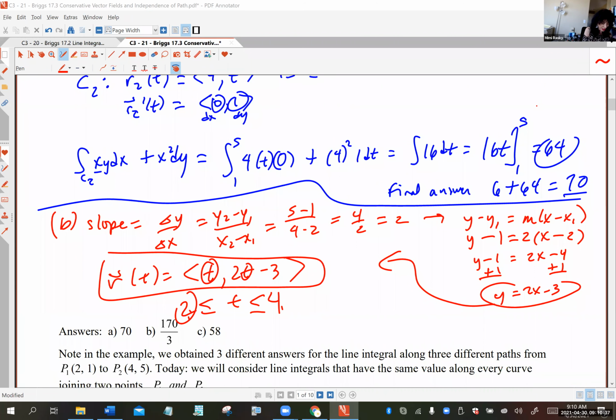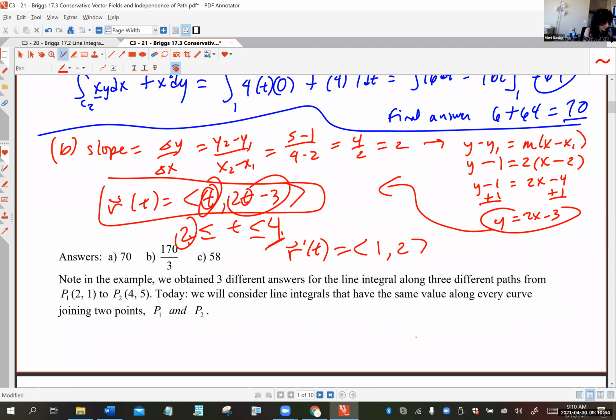Okay, so we have the starting and stopping points of 2 seconds and 4 seconds. And then, of course, you're going to need to go get your r prime because that's going to give you your dx dy. The derivative of t is just 1. The derivative of 2t minus 3 is just 2. And I'm kind of running out of room.